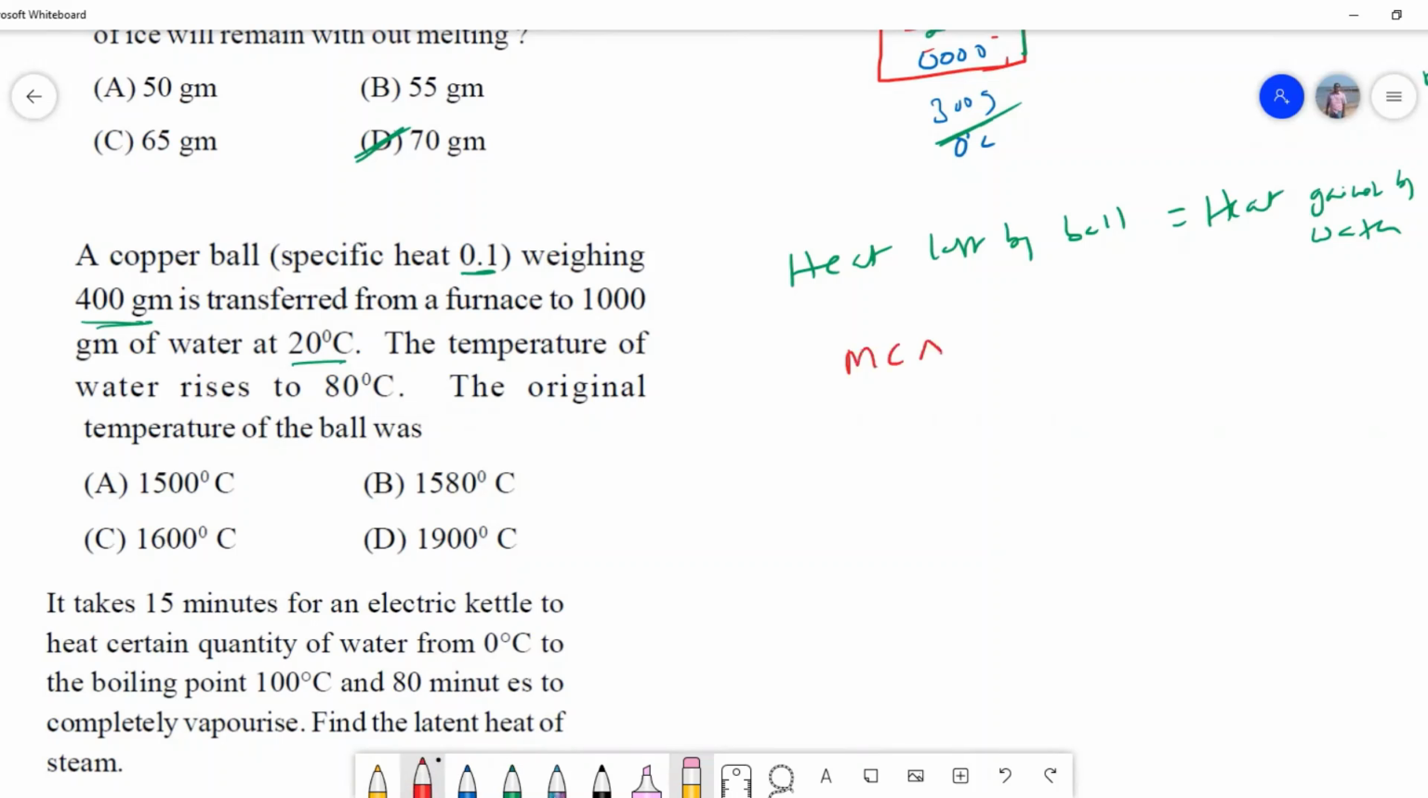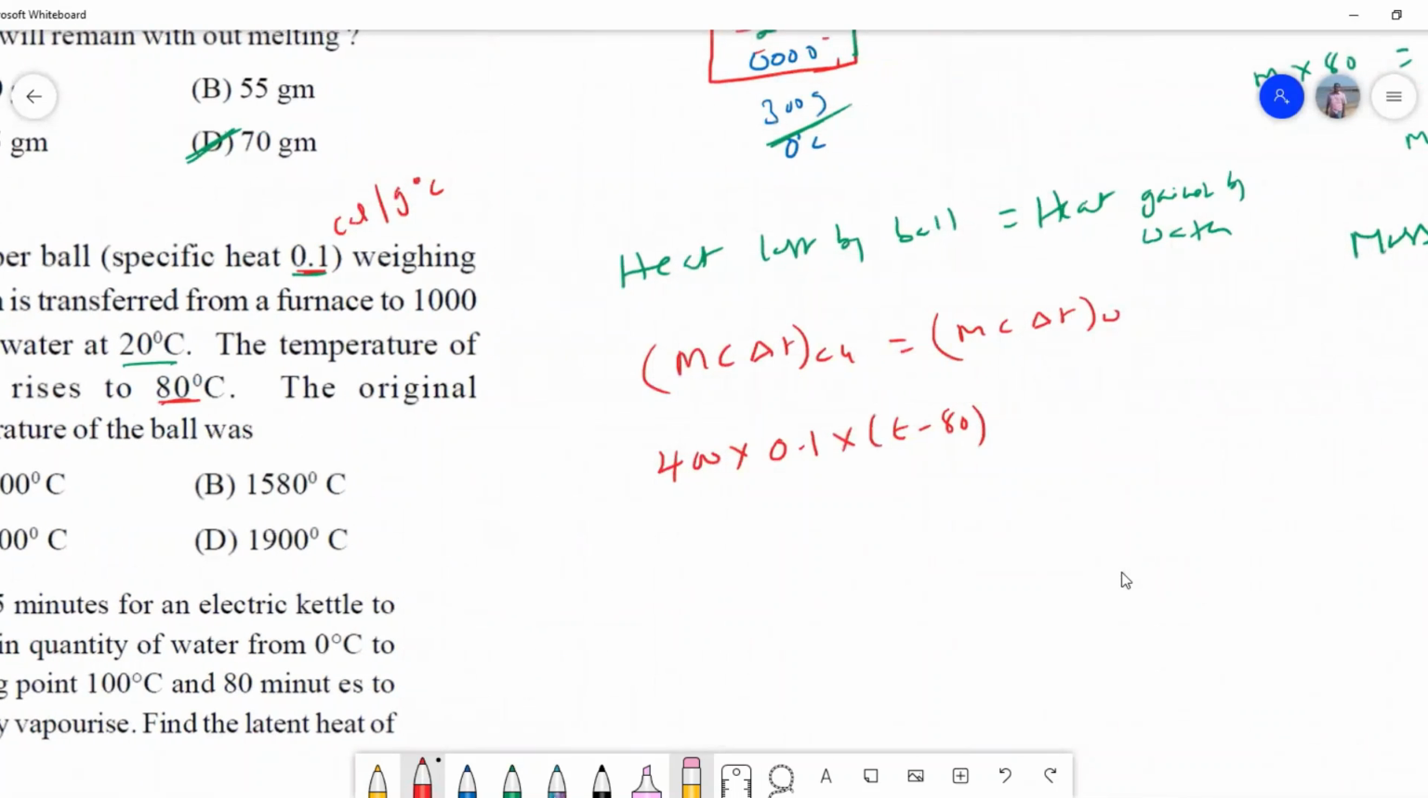So simply mc delta T of copper is equal to mc delta T of water. So what is the mass of copper? Given 400. Specific heat is given as 0.1. Actually the units have to be mentioned, it is nothing but calorie per gram per degree centigrade. So directly take 0.1. And initially we don't know what the temperature is, but finally the temperature becomes 80. So that is nothing but T minus 80, because it will be at higher temperature, is equal to 1000 grams of water is there.